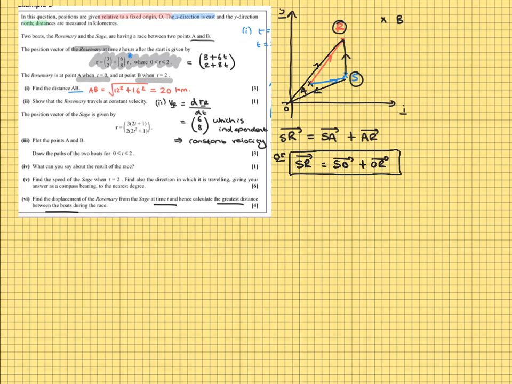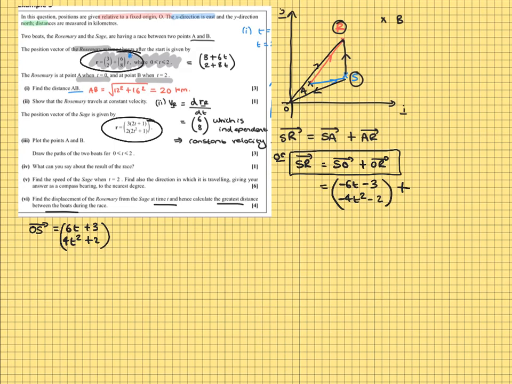We know that the position vector of the Sage is given by this vector over here. So the vector OS is equal to (6t + 3, 4t² + 2). If I want the vector SO, I want the reverse of that, the negative, so that's (−6t − 3, −4t² − 2). Now the vector OR is simply up here. It's the original position vector we were given for the Rosemary. So let's add on (3 + 6t, 2 + 8t).